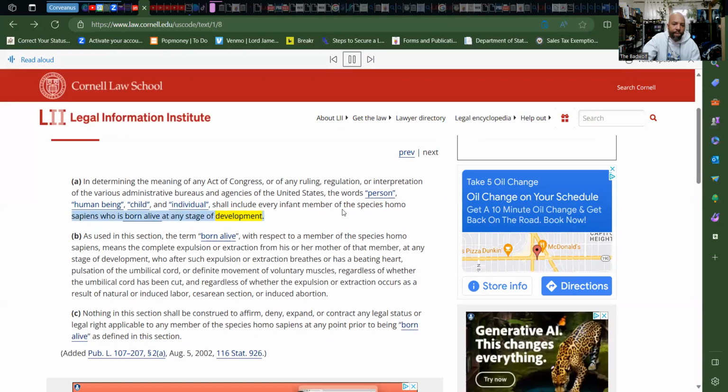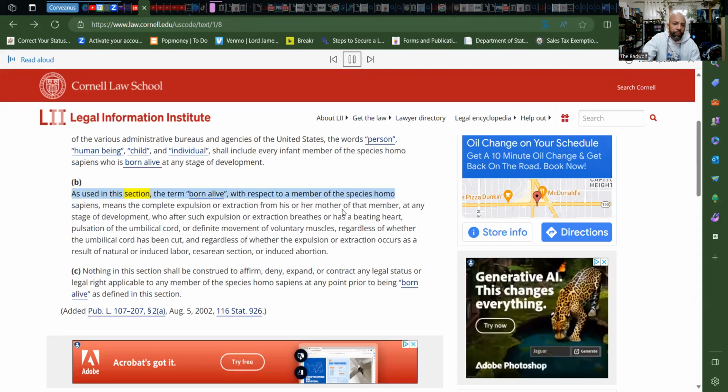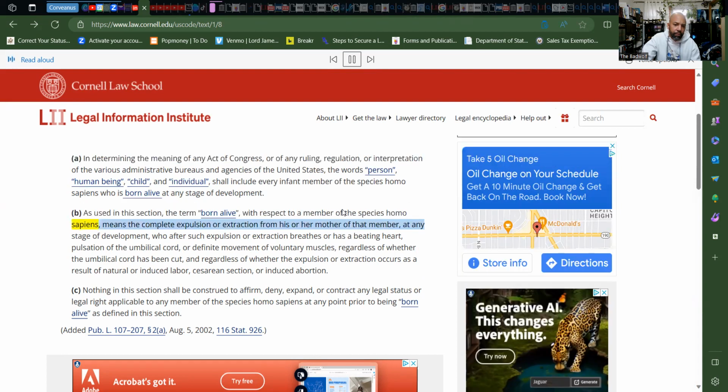B. As used in this section, the term born alive, with respect to a member of the species Homo sapiens, means the complete expulsion or extraction from his or her mother of that member, at any stage of development, who after such expulsion or extraction breathes or has a beating heart, pulsation of the umbilical cord, or definite movement of voluntary muscles, regardless of whether the umbilical cord has been cut, and regardless of whether the expulsion or extraction occurs as a result of natural or induced labor, caesarean section, or induced abortion.